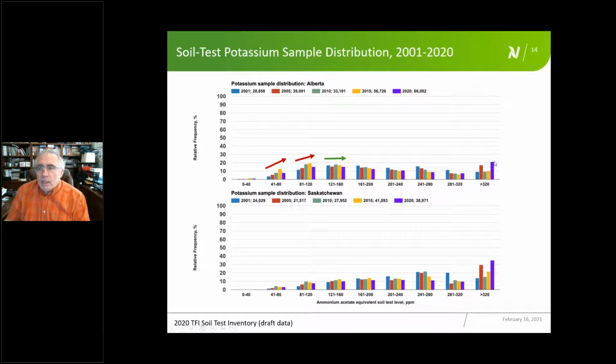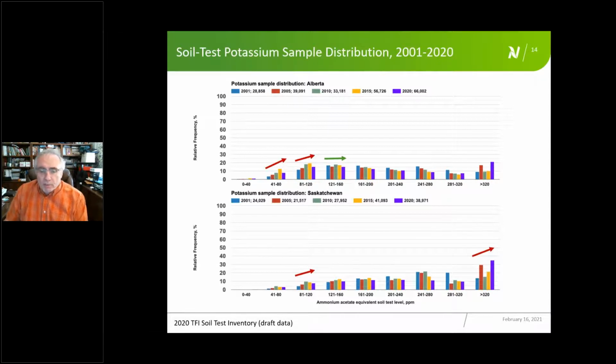There are no discernible trends out here on the right in the high end, except that some of these groups in these very high testing soils are declining. These are high enough that it doesn't really matter at that level. If I'm declining a bit, I can mine that potassium because I have more than I actually need. But these on the left in the low testing categories are of concern.